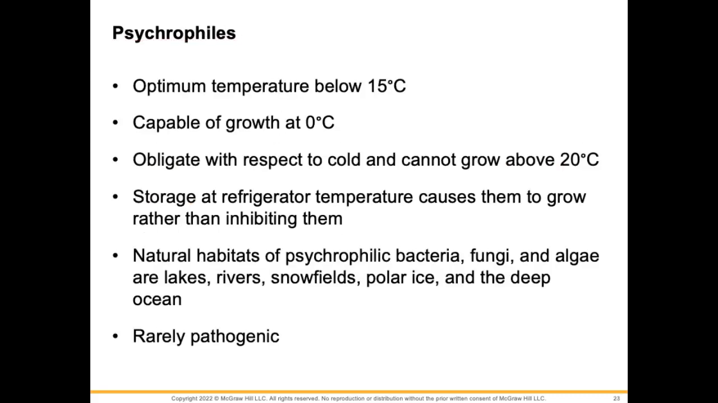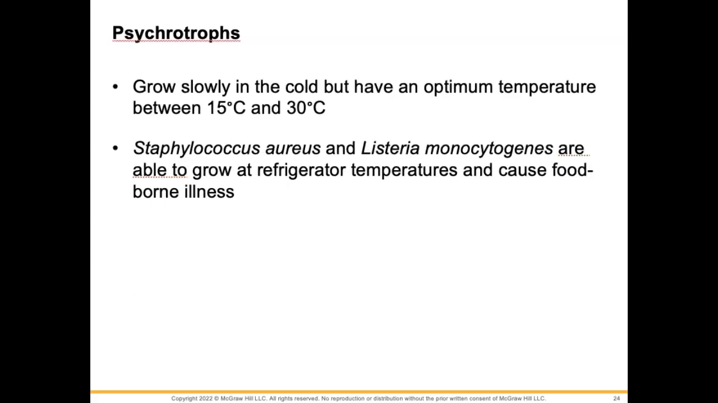Okay, so that was Psychrophiles. This is Psychrotrophs. These guys grow slow in the cold and have an optimum temperature between 15 and 30. Examples, Staphylococcus aureus and Listeria monocytogenes, are able to grow at refrigerator temperatures and cause foodborne illness.